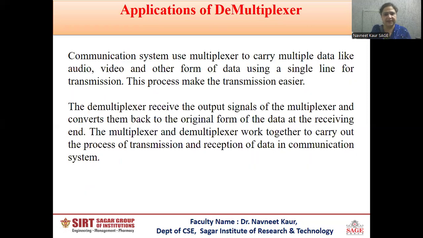Now for demultiplexer, a demultiplexer receives the output signals of the multiplexer and converts them back to the original form of the data. The multiplexer and demultiplexer work together to carry out the process of transmission and reception of the data in the communication system.